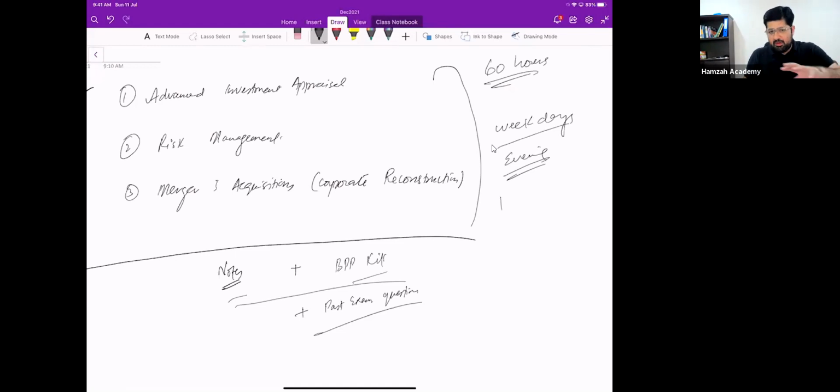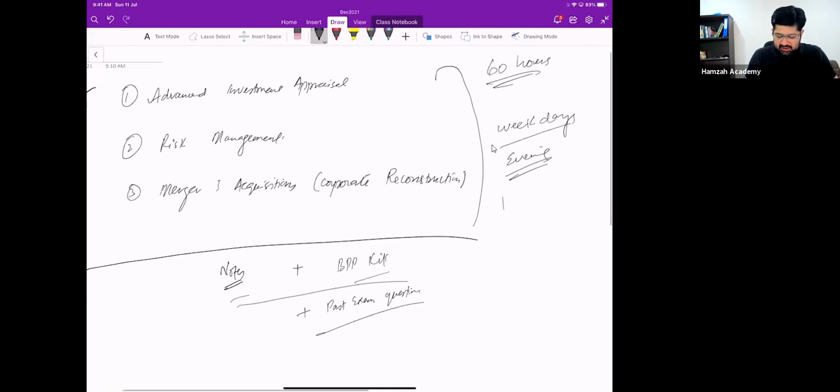We will decide that timing by mutual consensus in the WhatsApp group. Most probably, let me tell you, if you agree, it will be at this time. It may be on Monday, Tuesday, most probably weekdays. And they will be conducted from the end of August or start of September.